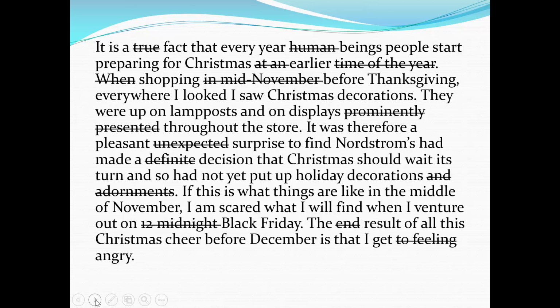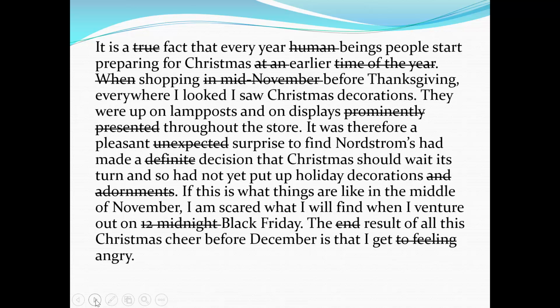Well, a fact should be true, so we don't need true fact. We don't need human beings and people. I think I meant to cross out human beings and replace it with people, because human beings is two words and people is one, and human beings also sounds like you're kind of a robot. Start preparing for Christmas at an earlier time of year. Can we just say earlier? Why do we have to have all those words?